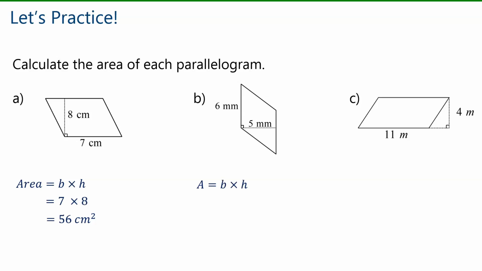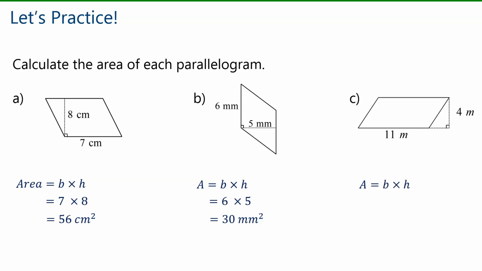For B, the base is 6 and the height is 5. The height doesn't always need to be up and down and the base doesn't always need to be at the bottom. You've got to just make sure they're perpendicular to each other, as mentioned in the last video. So if I multiply 6 and 5 together, I get 30 millimeters squared.